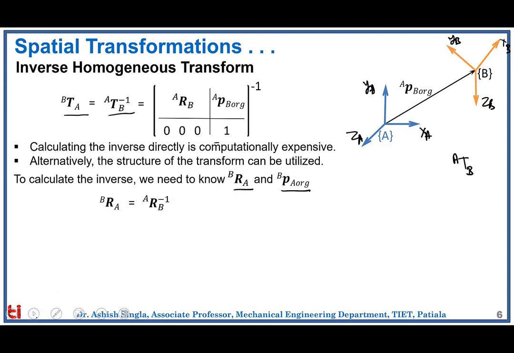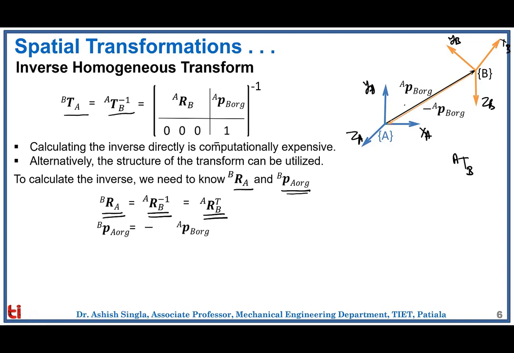As we know, the rotation matrix is orthogonal in nature, so we can write the new rotation matrix as the inverse of the original rotation matrix, and eventually it can be written as the transpose of the original rotation matrix. And the description of this vector can be shown this way.